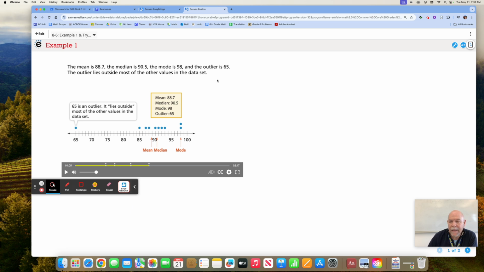So that word outlier is the first time we saw that. So make sure that you understand it's a point that lies outside most of the other data. Okay. So it's way over here when most of the other data is within maybe 13 points on the quiz. But this is 20 points away from the next lowest quiz. So it's just a bad day for this student.